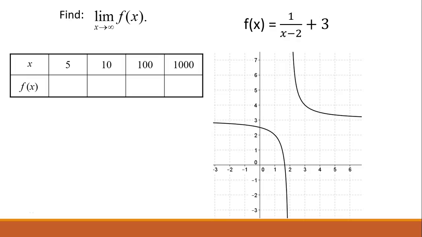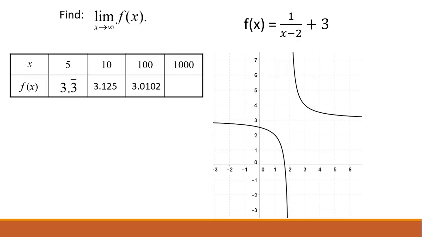So if we use 5 for an input in this function, that's 1 over 5 minus 2 plus 3. That's 3 1/3. If we use 10 for an input value, 1 over 10 minus 2 plus 3, that's 3.125.